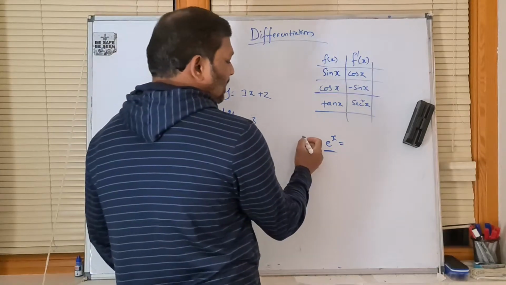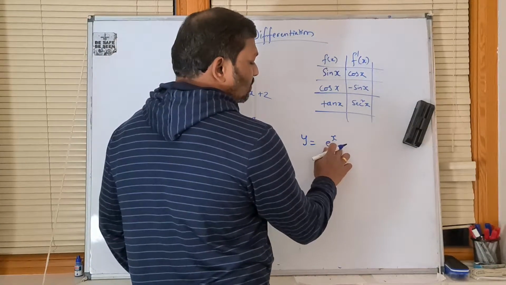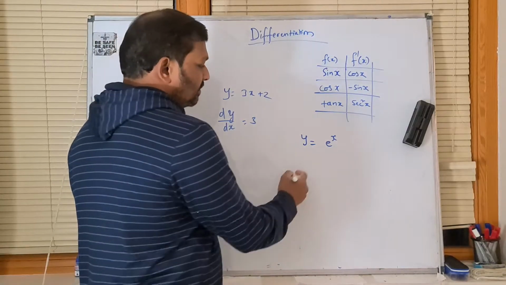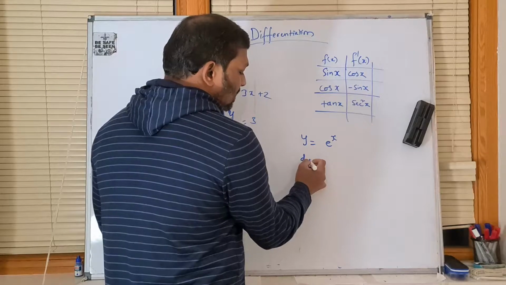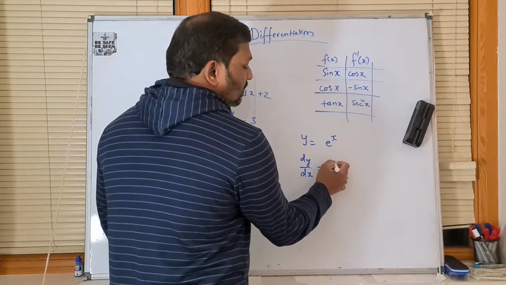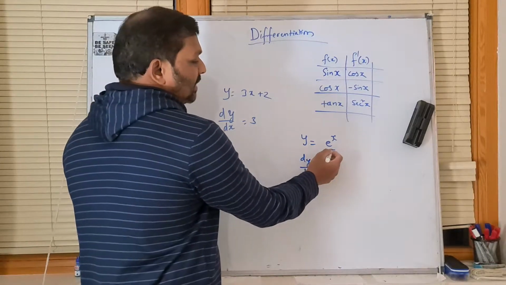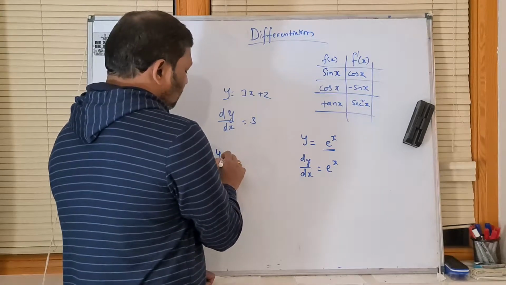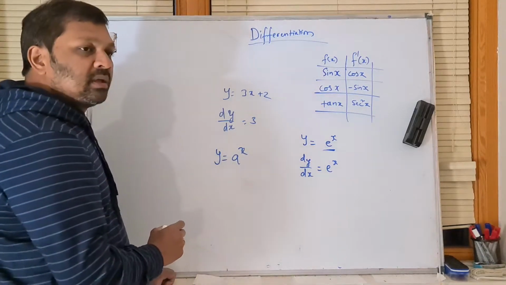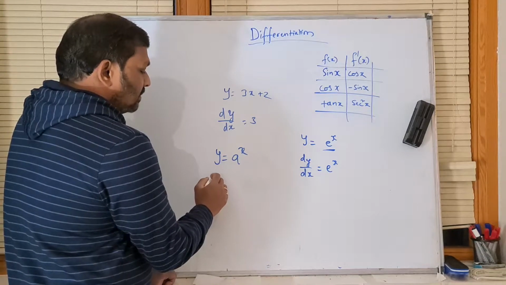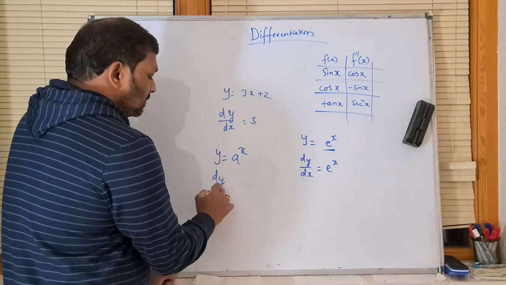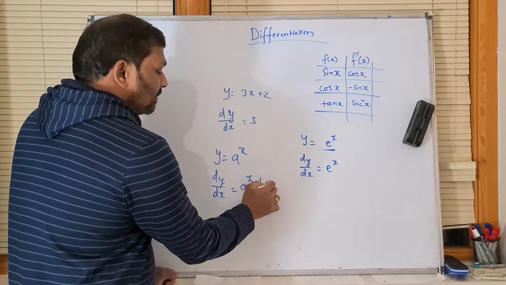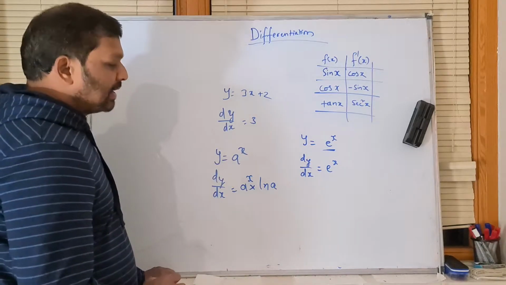Assume y is a function of x. The formula for such a format is that anything in this format, for example, y is equal to a to the power of x, the differentiation is dy by dx is equal to a to the power of x into ln a, multiplied by ln a.